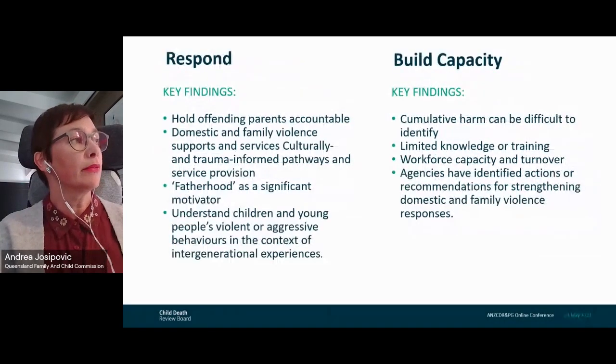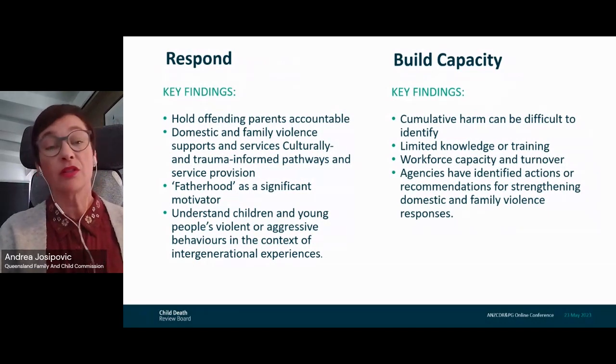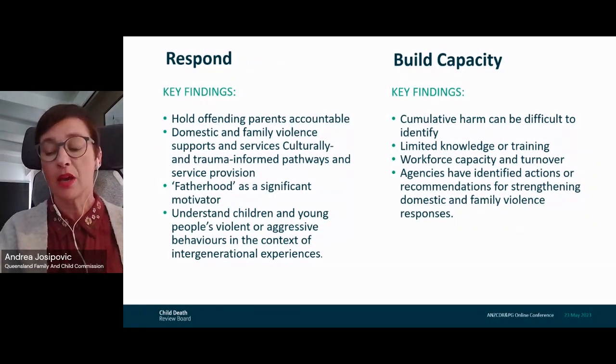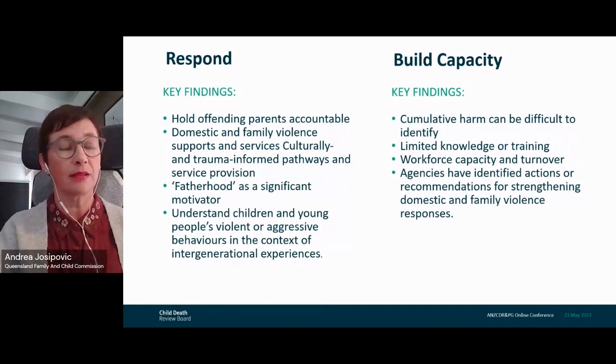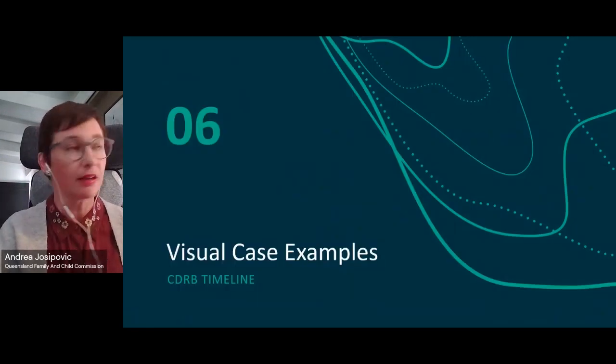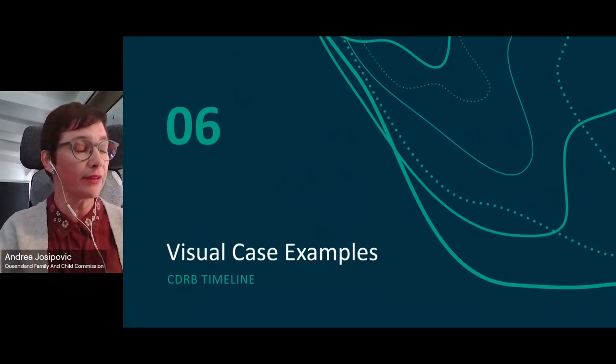So we've got a really strong focus on not just identifying the problem and talking about what is contributing to the problem and what holds the problem firmly in place. It's also about how we respond and how we build capacity among frontline practitioners and the system as a whole. So some of the findings will directly feed into recommendations for better responses and supporting frontline staff to engage meaningfully with families around domestic and family violence.